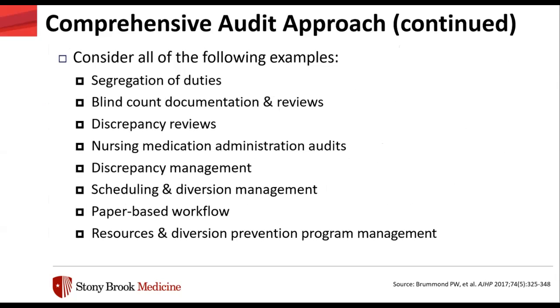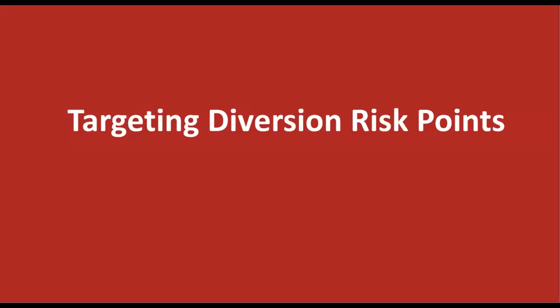Continuing on with audit approach, the following examples are relevant to our institution. So segregation of duties, blind count documentation reviews, constantly reviewing discrepancies, auditing nursing medication administration records, discrepancy management, having a paper-based workflow, so those orange narcotics sheets that we constantly provide when dispensing controlled substances, and resources and diversion prevention program management. So how do we target diversion risk points?